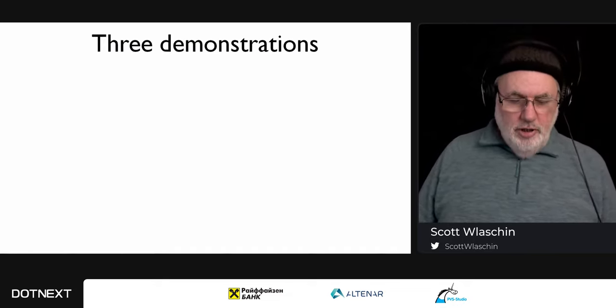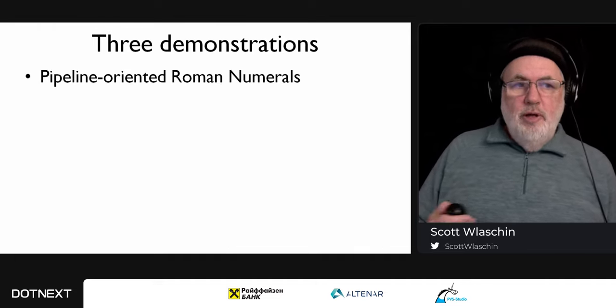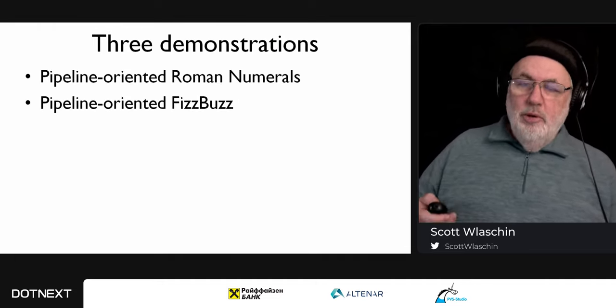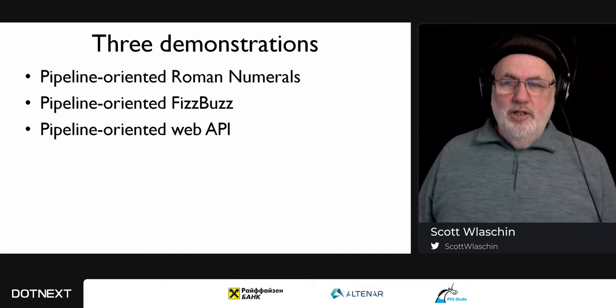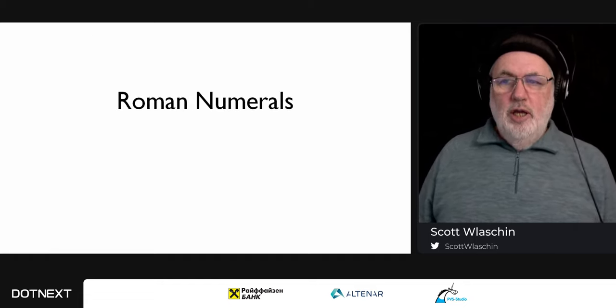I'm going to give you three demonstrations. First is pipeline-oriented Roman numerals, and then I'm going to do pipeline-oriented FizzBuzz, and then I'm going to do pipeline-oriented web API, as I promised. So let's start with the Roman numerals.